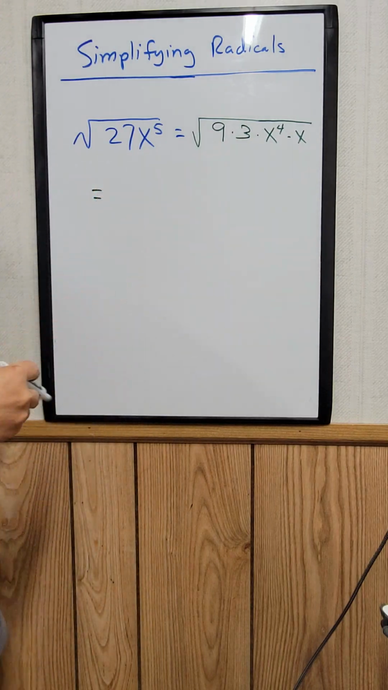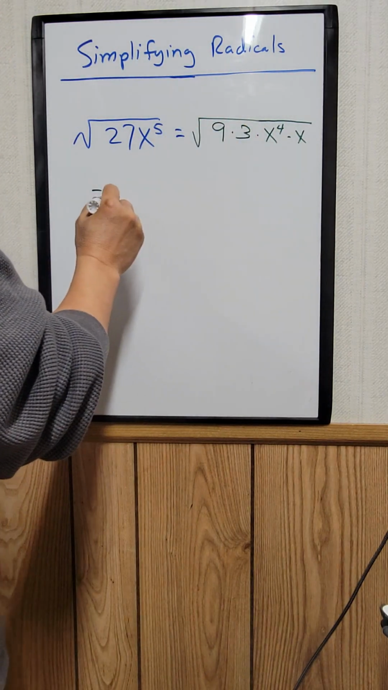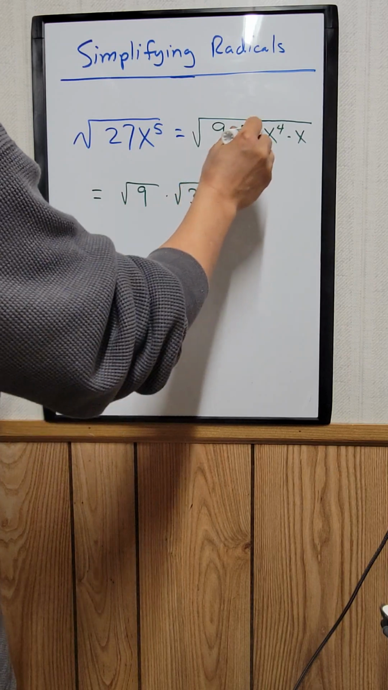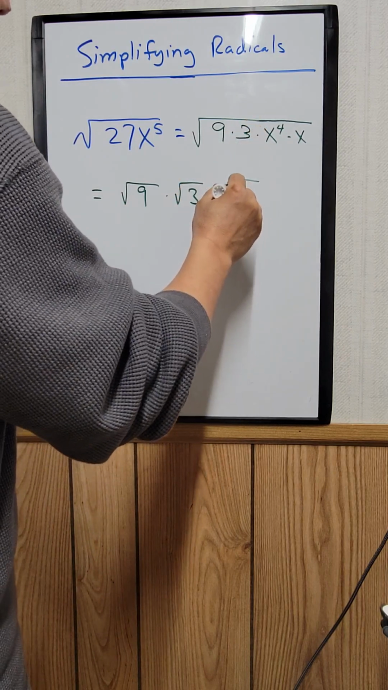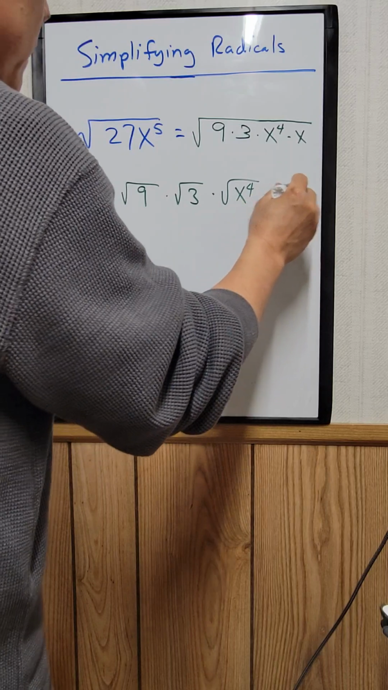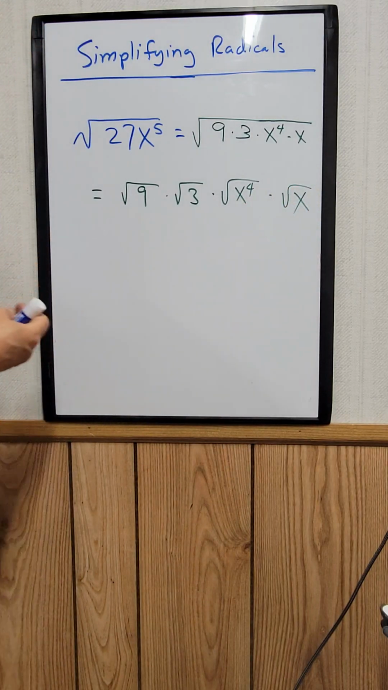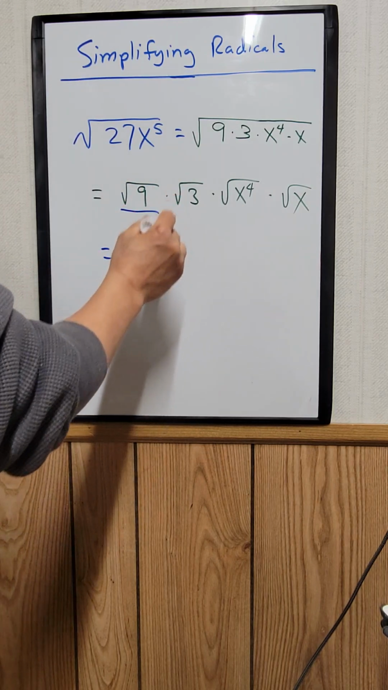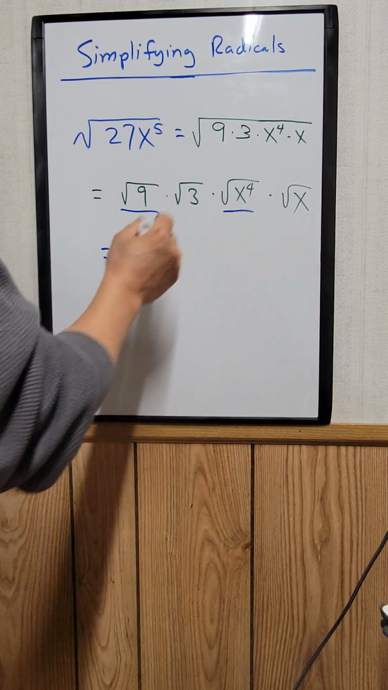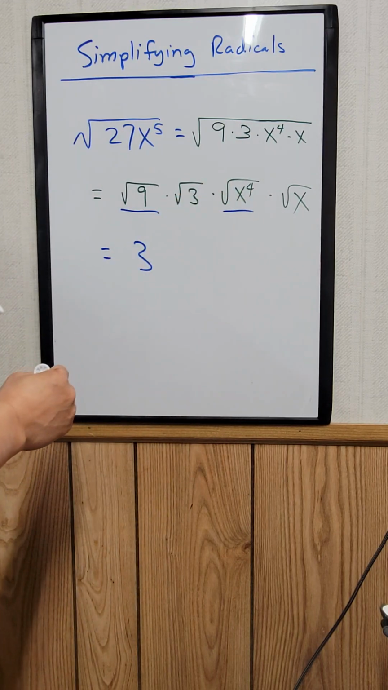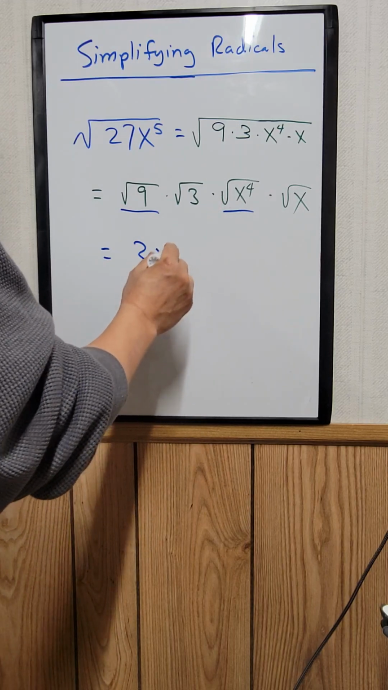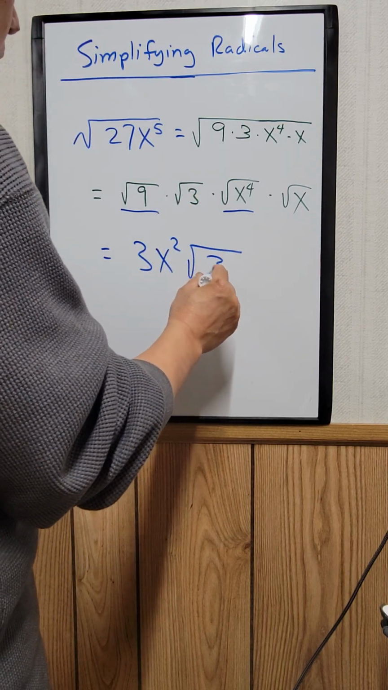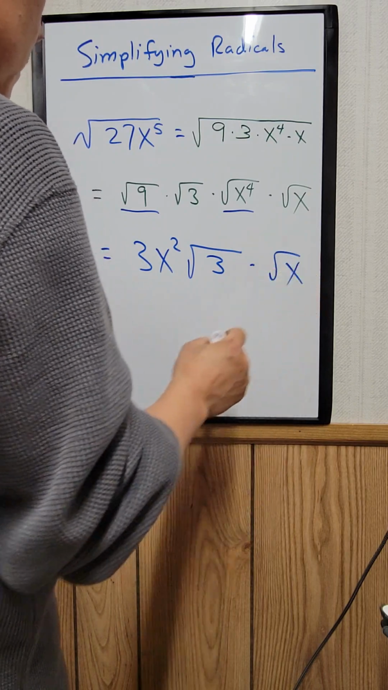And then you can use the product property of radicals to rewrite this. So it will be the square root of 9 times the square root of 3 times the square root of x to the 4 times the square root of x. Okay? The square root of 9 is a perfect square. That's equal to 3. And then the square root of x to the 4, that's just equal to x squared. And then times the square root of 3 times the square root of x.